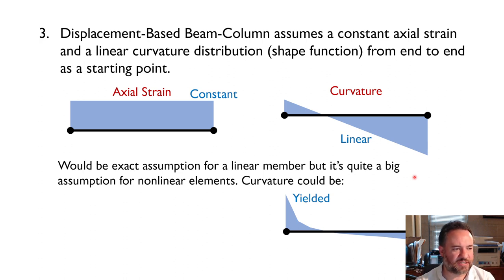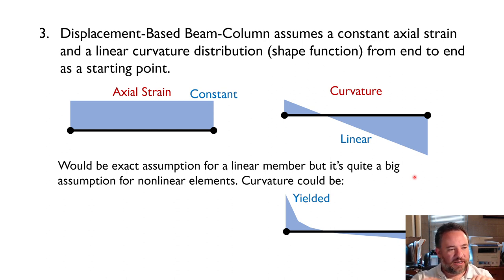That makes total sense. We would assume that it's constant because I only have a deformation at one end and a deformation at the other end. It's the relative deformation between the two that causes a strain. And I have a rotation at one end and a rotation at the other end that cause curvature in the element, right? It makes the element want to bend. I wish I had my ruler, but it makes the element want to bend, right?